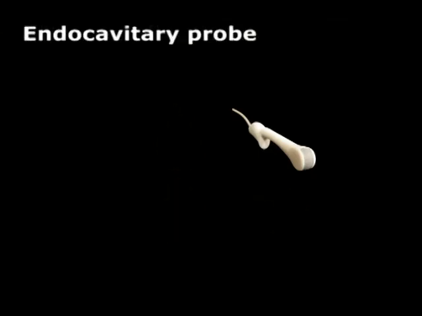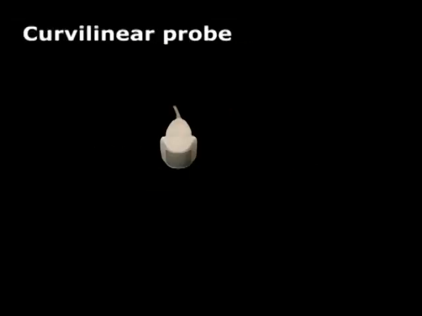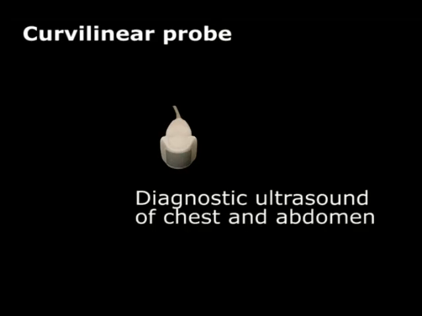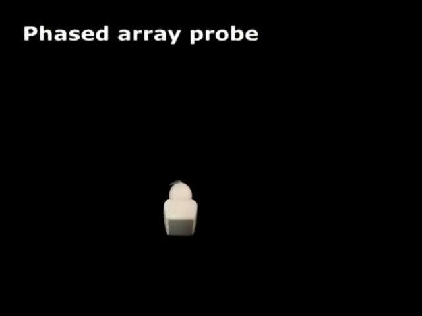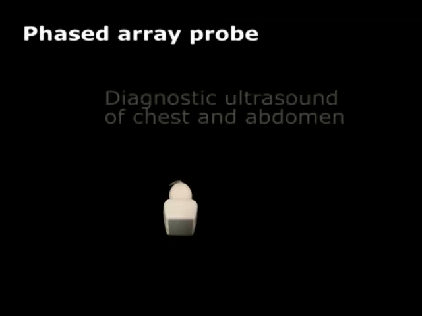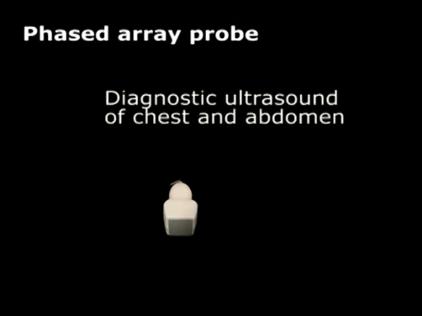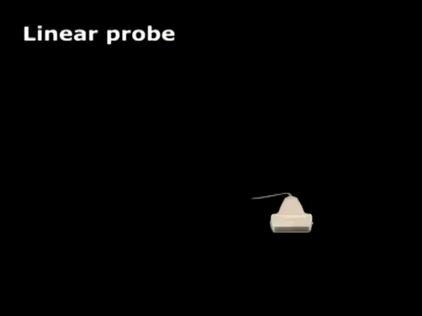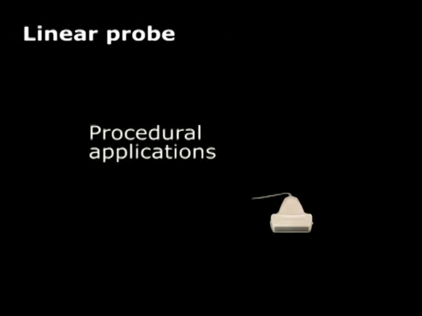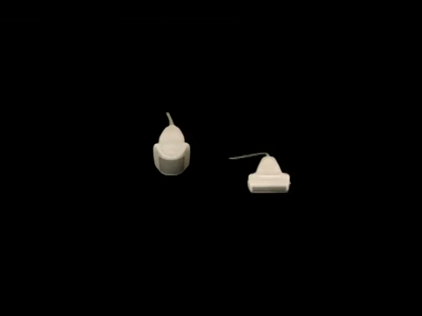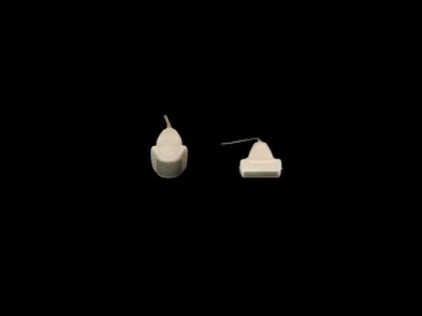This is an endocavitary probe, commonly used for pelvic ultrasound. This is a curvilinear probe, commonly used for diagnostic ultrasound of the chest and abdomen. This is a phased array probe, commonly used for diagnostic ultrasound of the chest and abdomen, and especially for echocardiography. This is a linear probe, commonly used for procedural applications. Most ultrasound machine configurations will have probes of usually 2 types: the linear probe and the curvilinear probe.